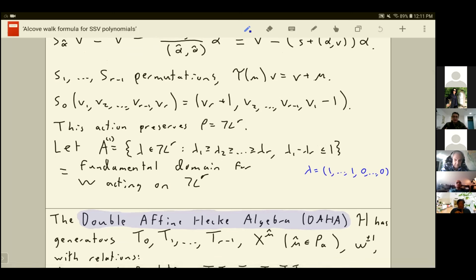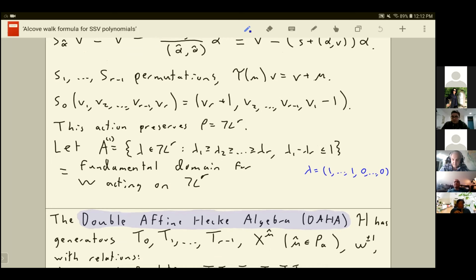So now that we have the Weyl group and all of that squared away, we can talk about the double affine Hecke algebra. So this has generators T0 up to T_{r-1}, which you should think of as sort of analogs of S0 to S_{r-1}. And then it has powers of X to the mu hat.